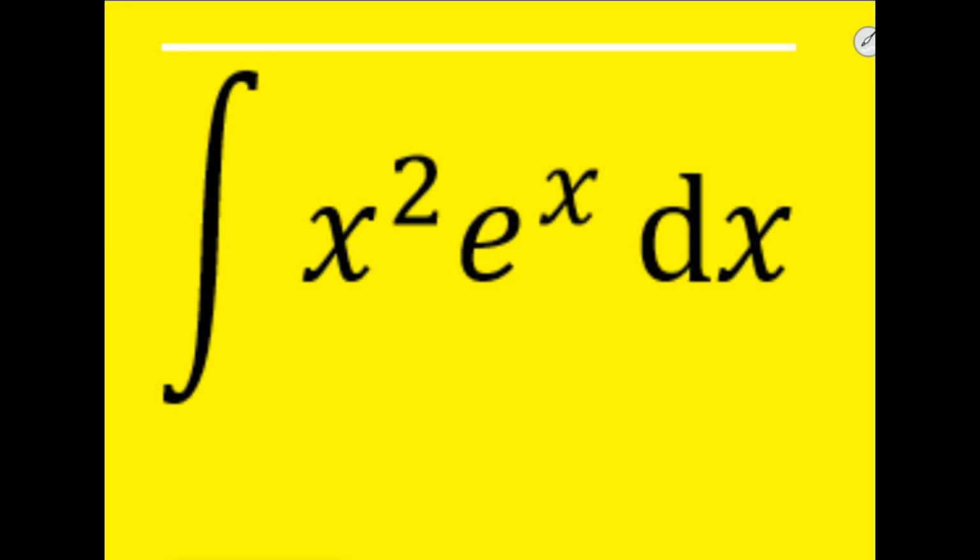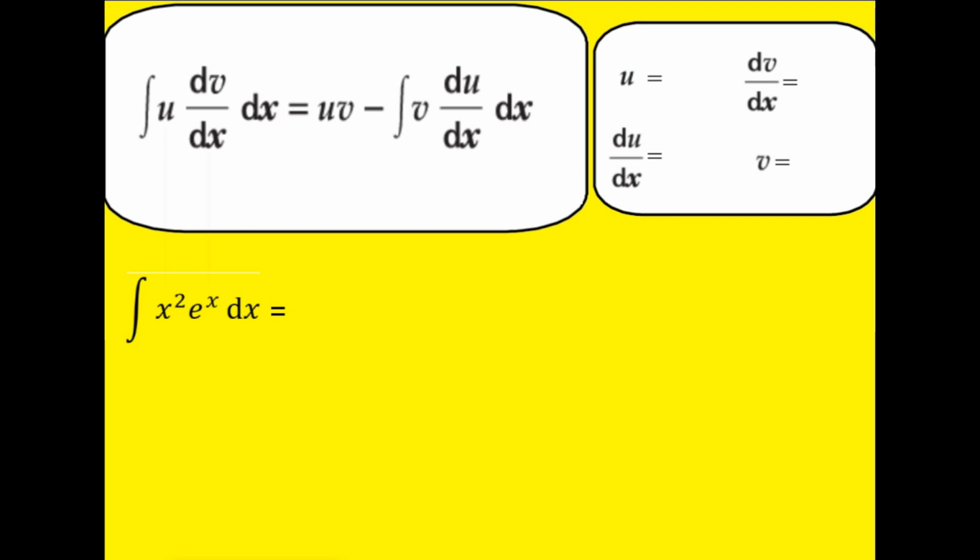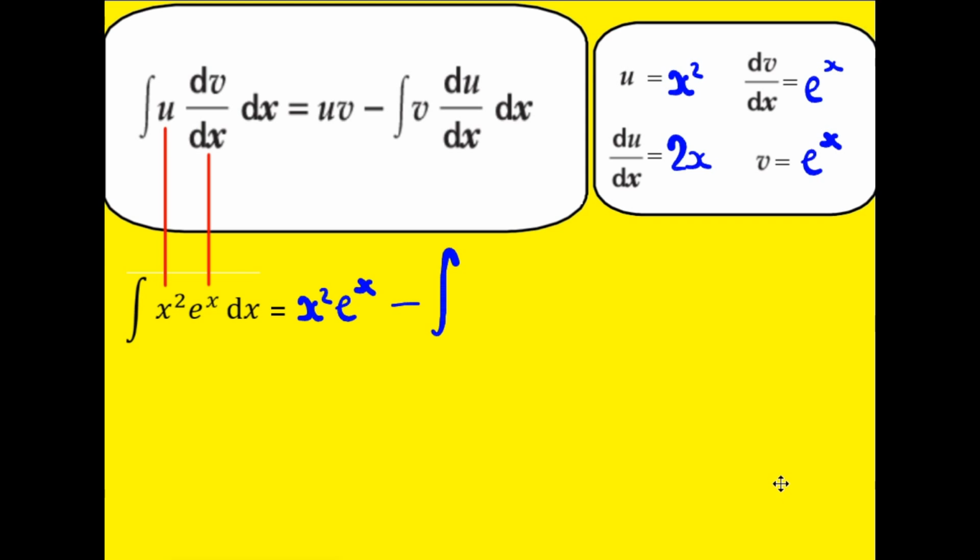This one, an extra step. Why is that? That's because we've got x squared. Once again, we'll assign u to be the x squared and dv by dx to be e to the power of x. Quick differentiation and integration, and then substitute these values to complete the formula. uv minus the integral of v du by dx.